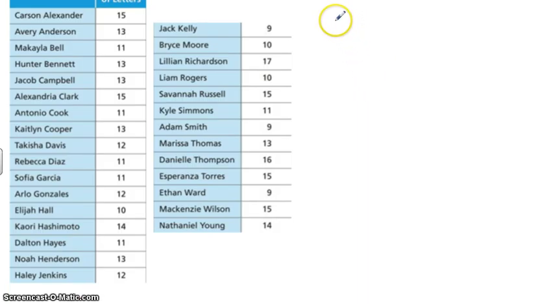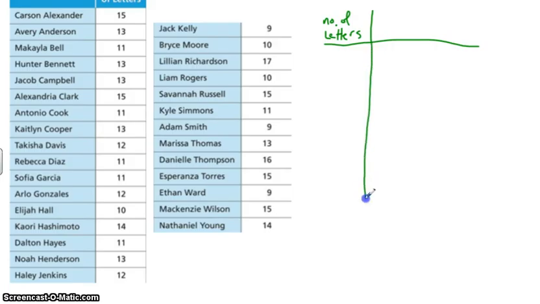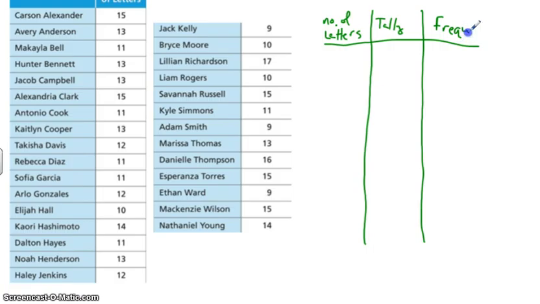So the first thing we're going to do is have a column for the number of letters in the name. And then we're going to have a column for the tally for each one of those. And then we are going to have a column for the frequency, which would be the number of the tallies. So this would be how we set it up.